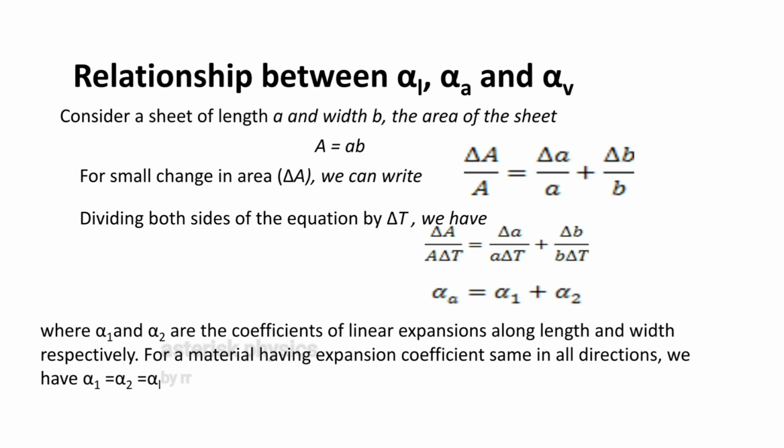For a material having the same expansion coefficient in all directions, we have alpha 1 equal to alpha 2, equal to say alpha L. So when we substitute this condition in the above equation of alpha A, we get alpha A equal to alpha L plus alpha L, which is alpha A equal to 2 times alpha L.